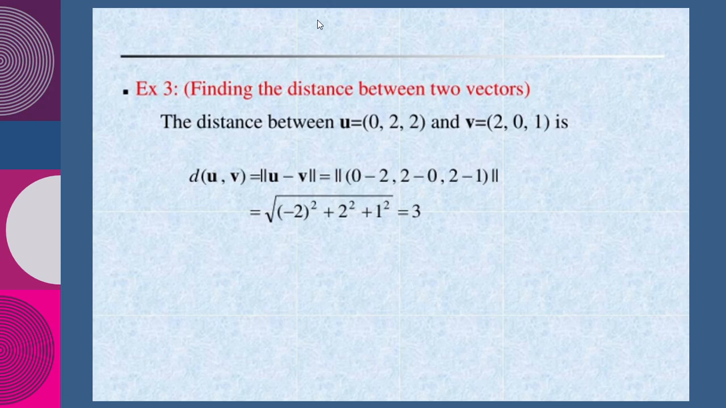Let's find the distance between u equals (0, 2, 2) and v equals (2, 0, 1). First, we subtract u minus v, which gives us 0 minus 2, 2 minus 0, and 2 minus 1, which is (-2, 2, 1). Next, we find the length of the new vector. Negative 2 squared is 4, 2 squared is 4, 1 squared is 1, and adding them gives us 9, and the square root of 9 is 3. So the distance between u and v is 3.